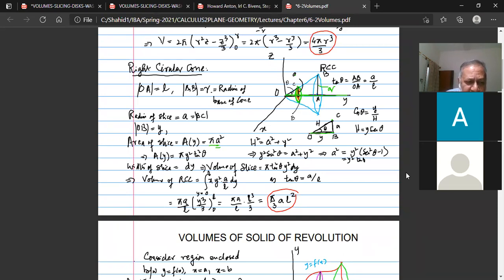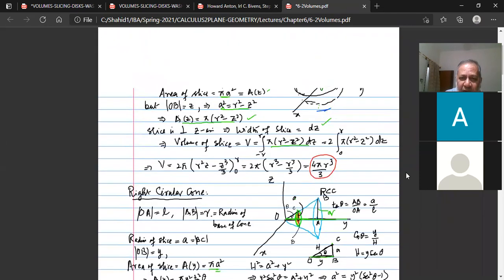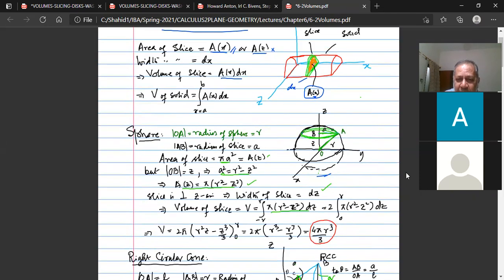For example, a question has been asked: is it necessary to take a specific slice for a particular solid? Yes, when I'm considering a sphere, I can take a slice perpendicular to the z-axis, perpendicular to the y-axis, or perpendicular to the x-axis. In this picture, it was convenient for me to take it perpendicular to the z-axis, so I did it like that.